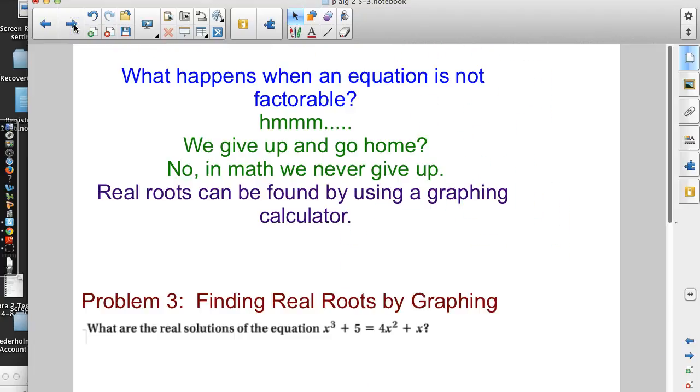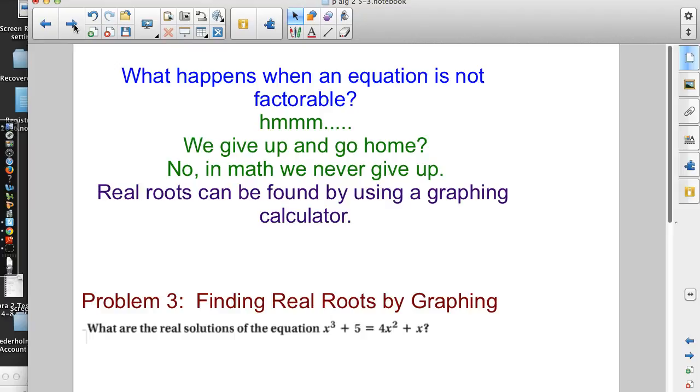It's not factorable. Obviously, we're going to keep working to find them. That's what we do. So if it's not factorable, we don't give up and go home. 2 rules in math. There's no crying in math, and we never give up. That's just how it works.